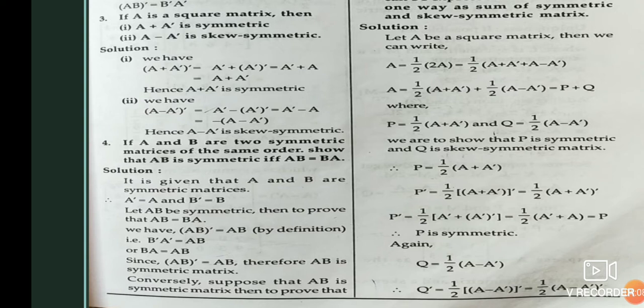Now the solution is: it is given that A and B are symmetric matrices, therefore A dash is equal to A and B dash is equal to B. That means A is equal to A transpose and B is equal to B transpose, both are symmetric matrices, and the order is the same.